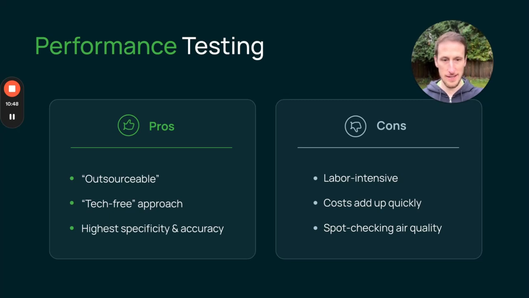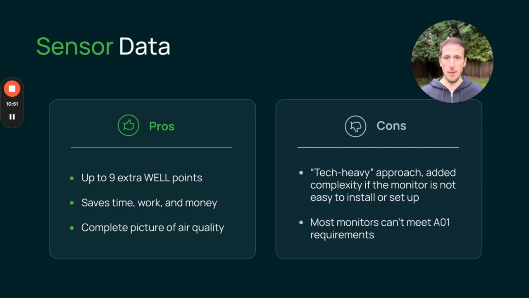Let's take a look at the alternative, which is sensor data. So the pros of sensor data, well, until very recently, projects were actually unable to meet the requirement of A01 because there really weren't any monitors that could measure all of these different things. However, there are more monitors being created now. Technology has evolved a lot, and the WELL Building Standard has also evolved a lot to allow monitors like these to be compliant and to tick all the boxes for A01. Outside of A01, which is a precondition, there are actually many other features that can be supported through sensor data, and I'll talk through some of those in a moment.